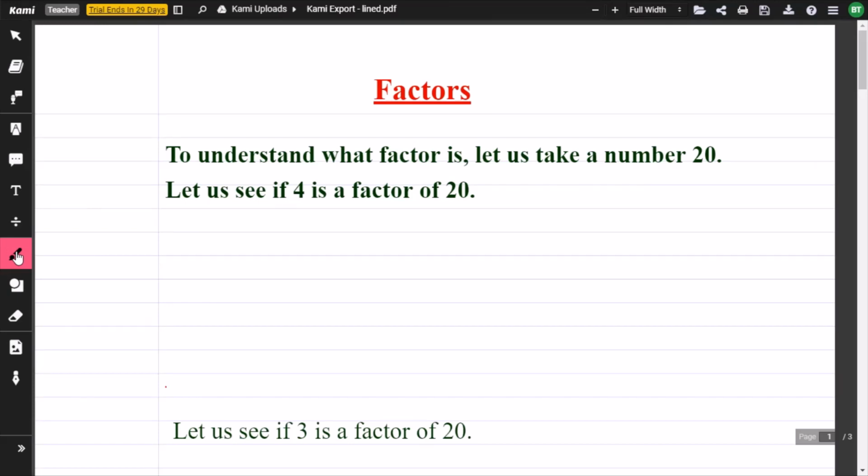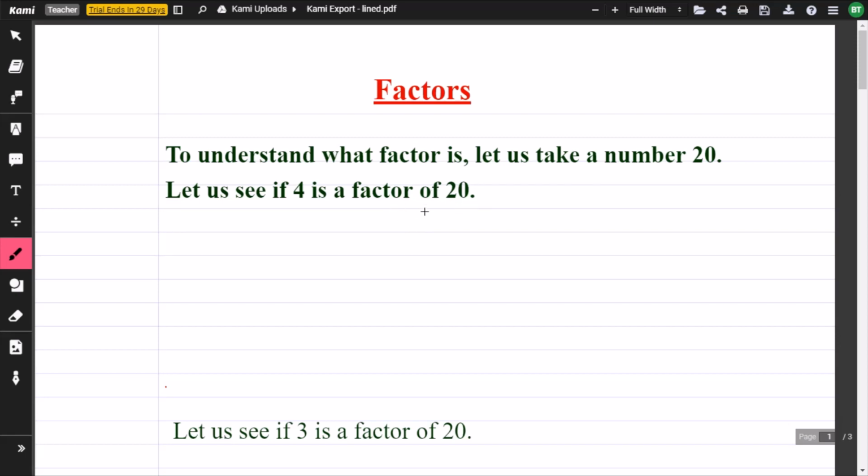Today we are going to study factors and multiples. We are going to start with factors. To understand what a factor is, let us take a number 20. Let us say if 4 is a factor of 20. To know whether 4 is a factor of 20, we must divide 20 by 4.